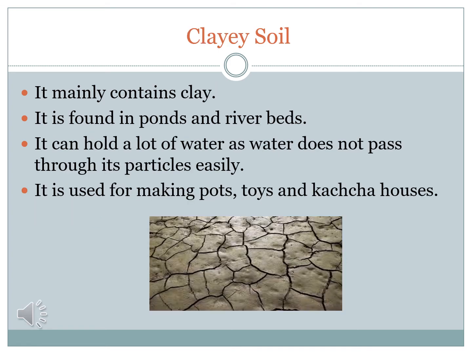Now next is clay soil. Clay soil mainly contains clay, and it is found in ponds and riverbeds, and it has a lot of water. It can hold a lot of water as water does not pass through its particles easily, and it is a sticky kind of soil, and it is used for making pots, toys and kacha houses.